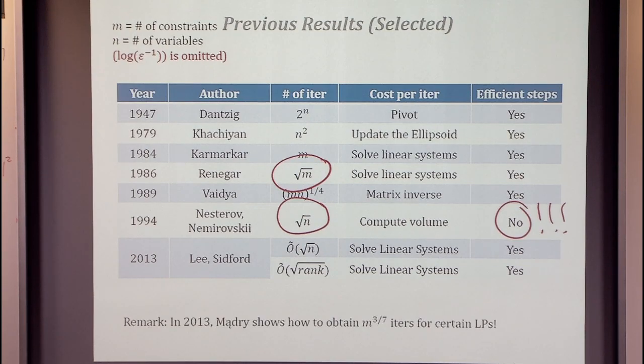So Mądry last year showed that for certain LPs, such as the unweighted max flow problem, he can design an interior point method that runs in m^(3/7) iterations. So it's better than square root, but this is not for general LP.